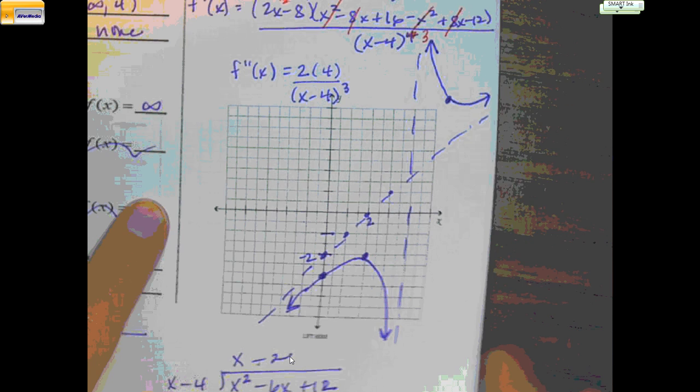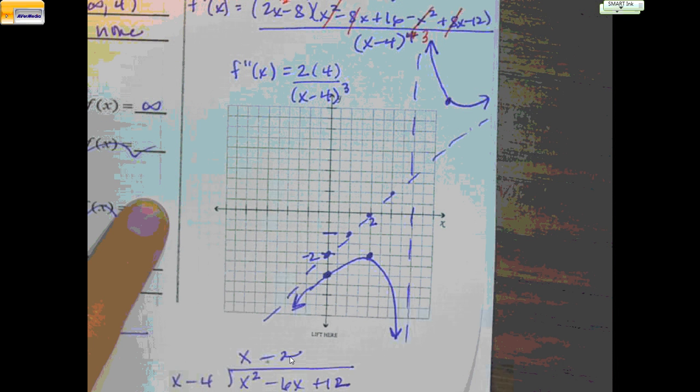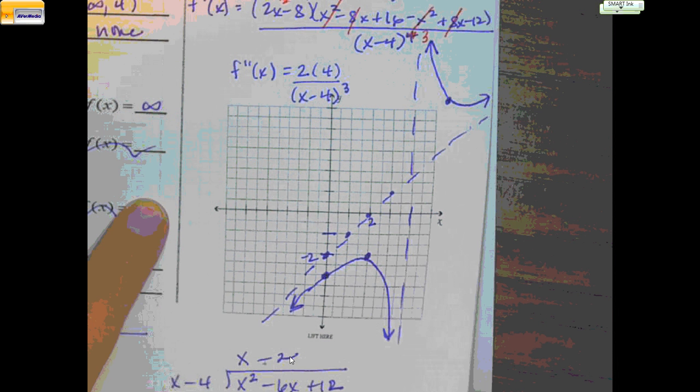Questions on that one? All right, last one. This one goes faster. I wanted you to see one piecewise.